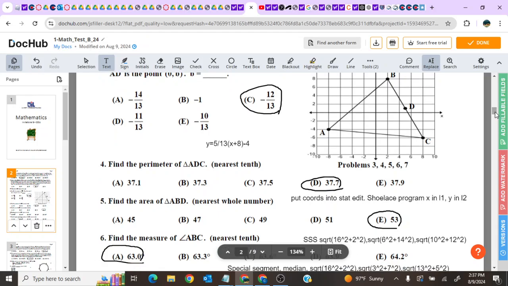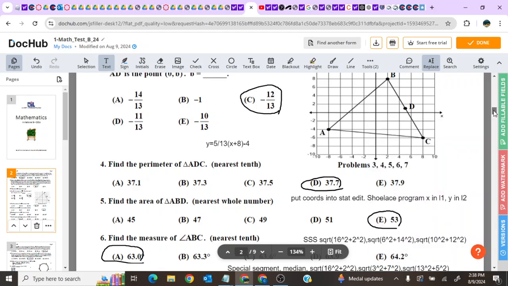Find the measure of angle ABC. In this case, you have to use another triangle program. Unfortunately, you can't just put in the coordinates this time. You have to put in the side lengths, so you have to use the Pythagorean theorem to figure it all out. Change in x squared plus change in y squared: 16 squared plus 2 squared. Do that for all 3 of your sides, put them into SSS, and you get an angle of 63 degrees for ABC.